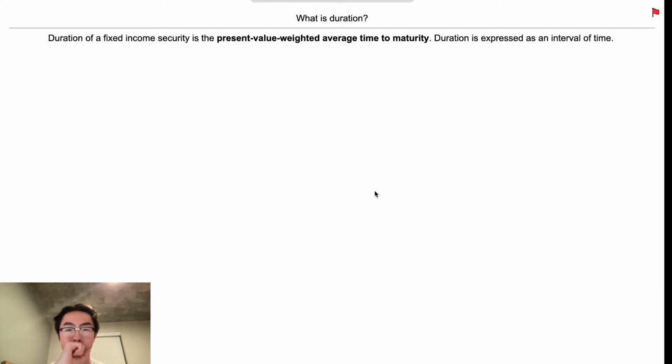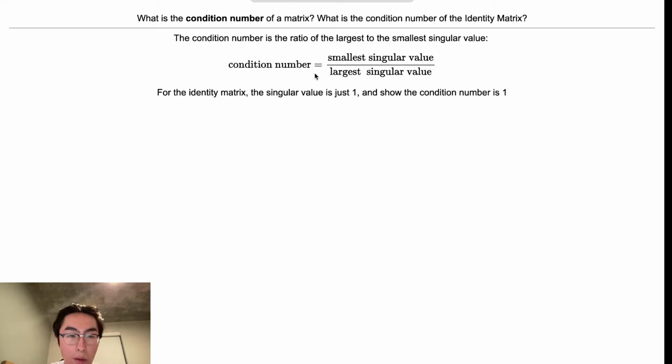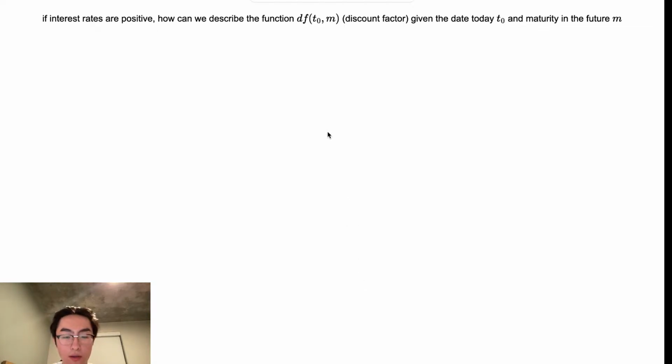Okay. The condition number of a matrix is the ratio of the lowest singular value to the highest singular value. The condition number for a matrix is just one. So you call it a singular matrix. Okay. This one's hard.